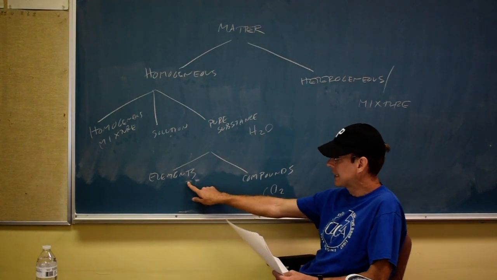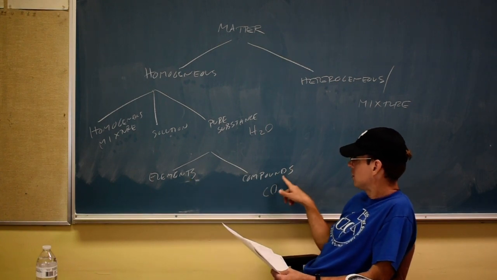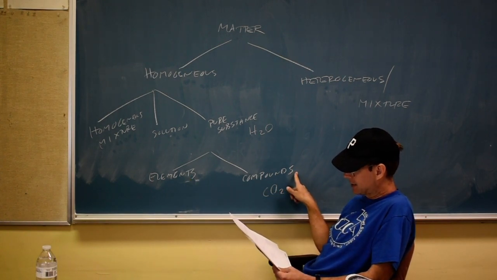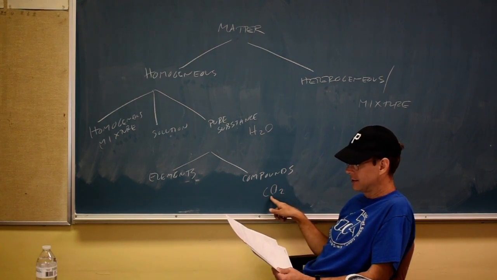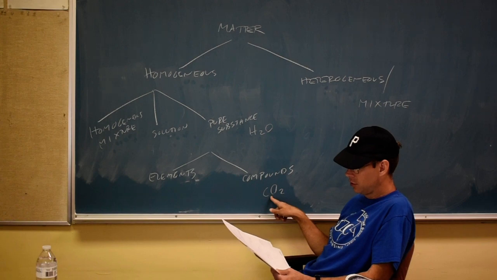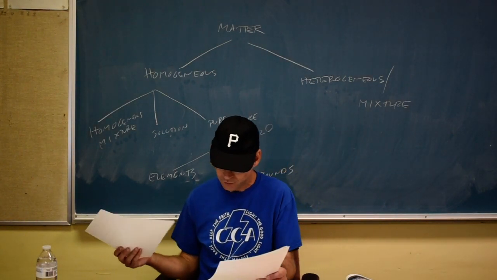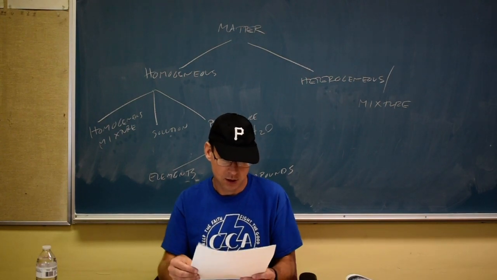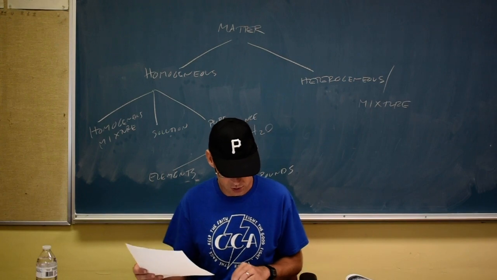So again, elements, anything that's on the periodic table, and they're made of atoms. Compounds, anything that has a chemical formula, sugars and salts and acids and water and CO2 and all those things. Those are all compounds. So let's take a look at next quiz up.